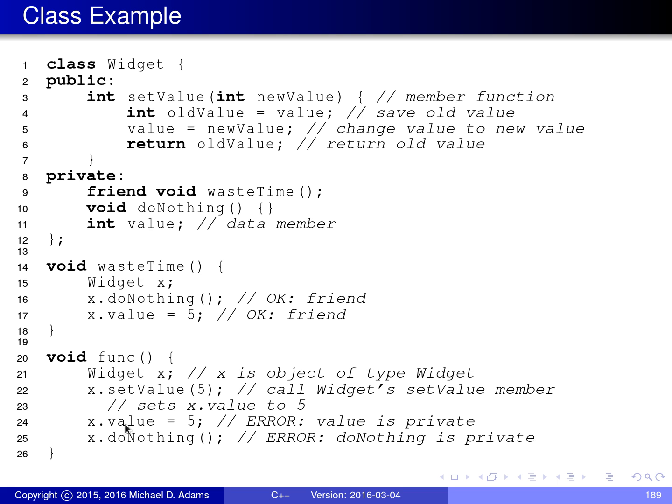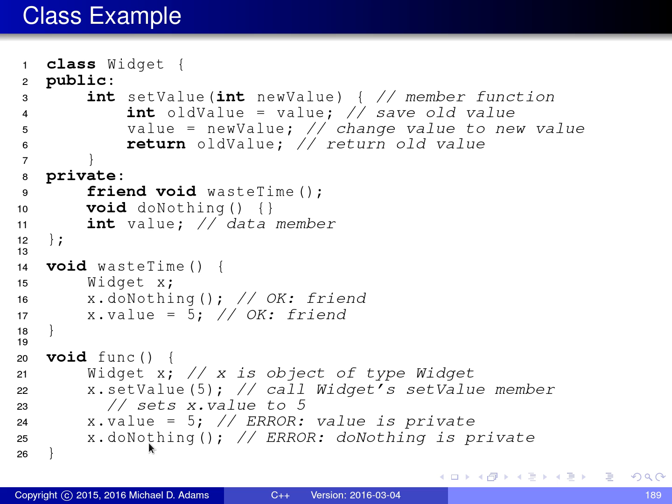But this next line here is problematic. This will cause a compile error because in this case, this function func is trying to access a private data member of the widget class because value is a private member. If you look up above here, it appears after this private specifier. So value is private. So this function is not allowed to access this data member. This line of code will produce a compile error.